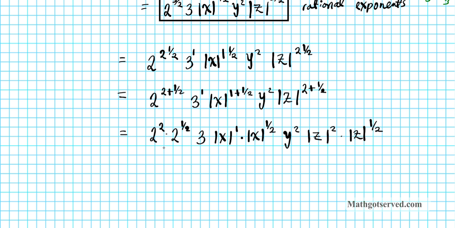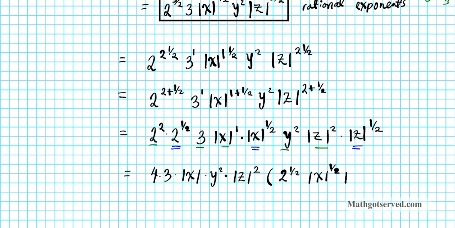Okay, so let's extract the terms that have integer exponents. So this is an integer exponent, integer exponent, integer exponent, and integer exponent. So let's separate that. 2 squared is 4 times 3 times the absolute value of x times y squared times the absolute value of z squared. Now the terms that have the fractional exponents, let's put them next to each other and see what we can do with that. So we're going to group them in parentheses. We have 2 to the 1/2 times the absolute value of x to the 1/2 times the absolute value of z to the 1/2.